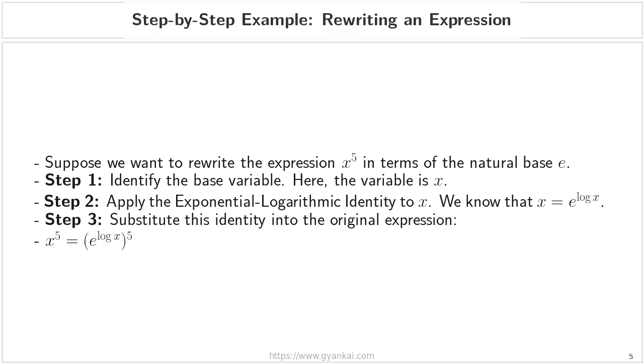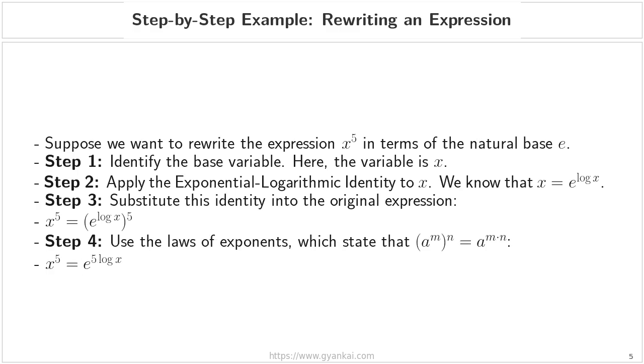This means that instead of writing x to the power of 5, we replace the x with our identity, giving us e raised to the power of the natural log of x, all raised to the power of 5. Finally, in step 4, we use the laws of exponents. You will recall that when a power is raised to another power, we multiply the exponents together. Therefore, e raised to the power of the natural log of x, all raised to the power of 5, simplifies to e raised to the power of 5 times the natural log of x.